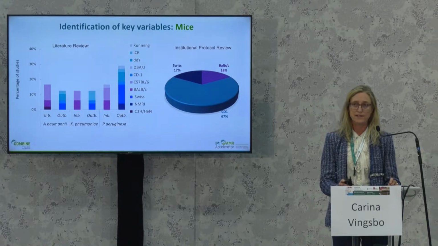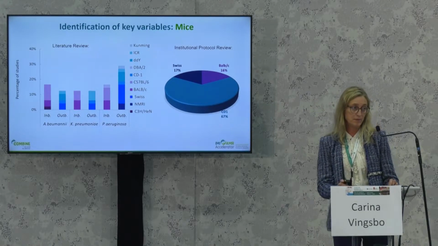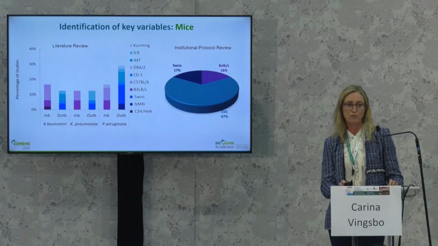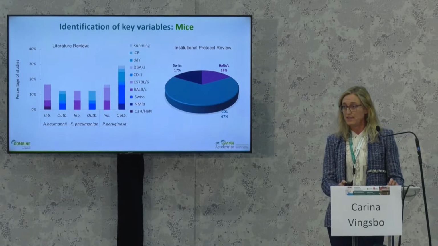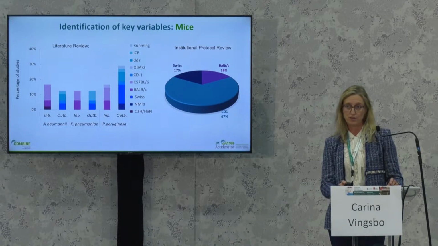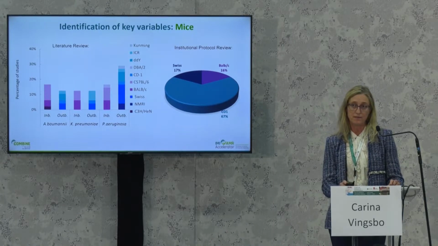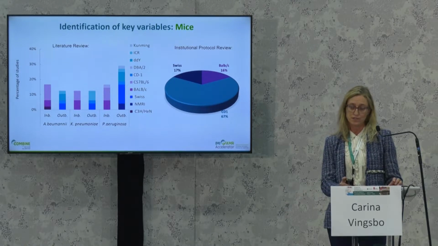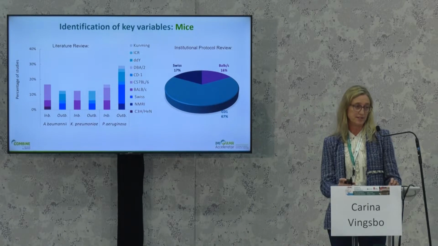So if we look at a few of these individually, the first one would be the choice of mouse strain. We could see in the literature that both inbred mouse strains and outbred mouse strains are commonly used. And there is a long list of different strains. But if you look at the institutional protocols, there was slightly less variability there. There it was a majority of people using CD1 mice, outbred mice.